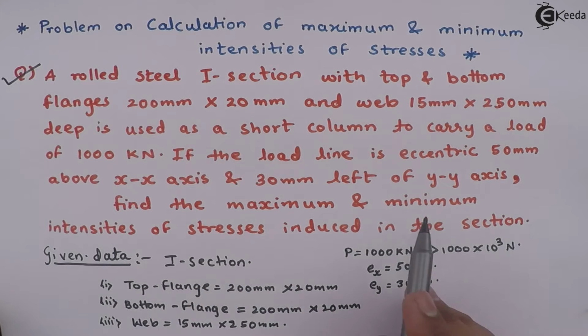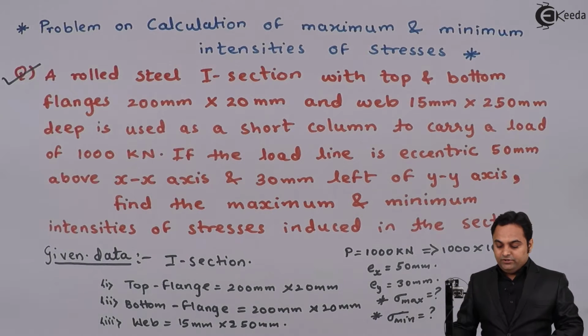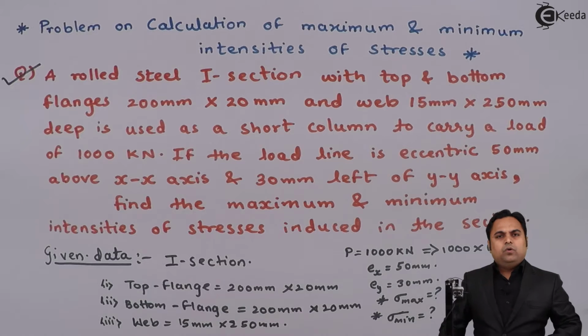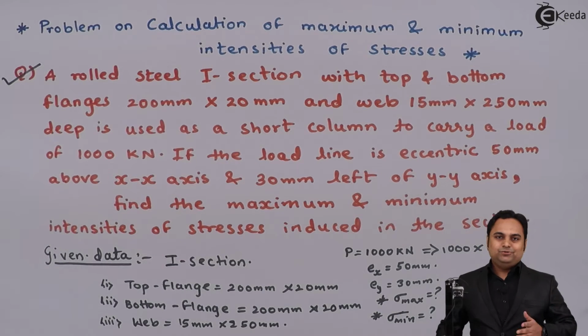Find maximum and minimum intensities of stresses induced in the section. So the question is to calculate sigma max and sigma min, maximum and minimum intensities of stresses induced in the section. So now with the data in front of us, let us try to get the solution to this problem.